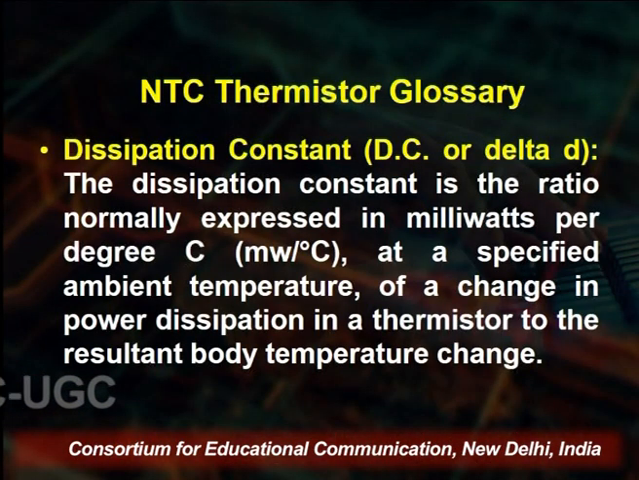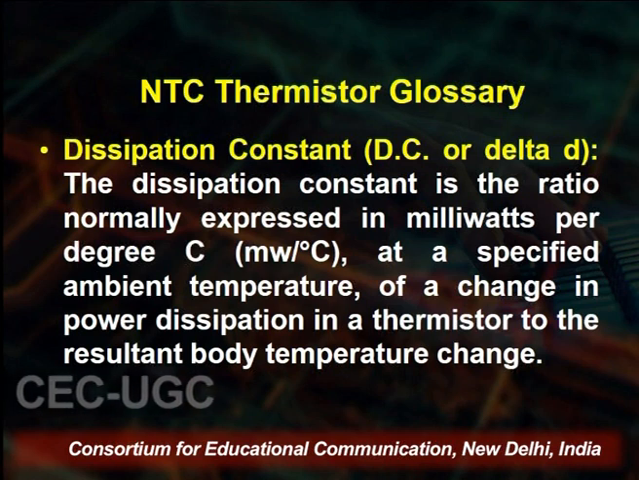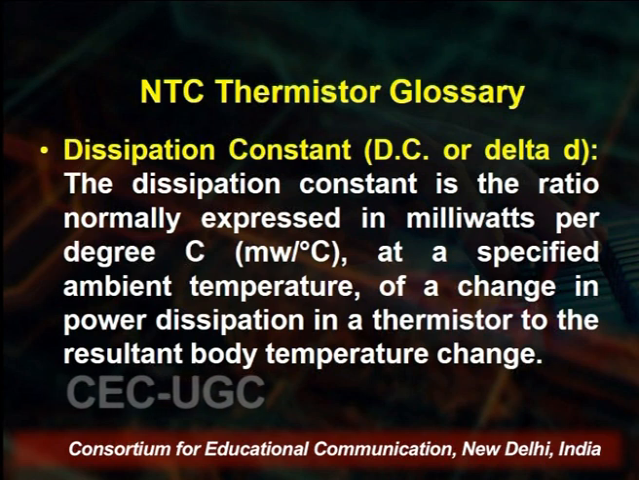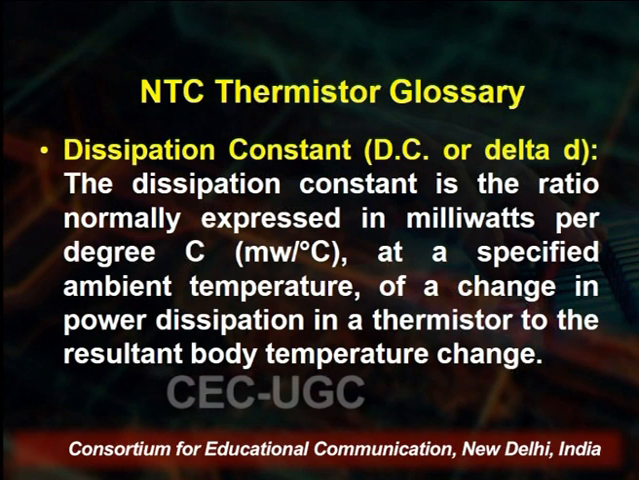So these are the main points for NTC thermistors. Now, what outputs can we get and what are the parameters used in the NTC thermistor? First is the dissipation constant, that is DC or delta D. The dissipation constant is the ratio, normally expressed in milliwatts per degree centigrade at a specified ambient temperature, of a change in the power dissipation in the thermistor to the resultant body temperature change.